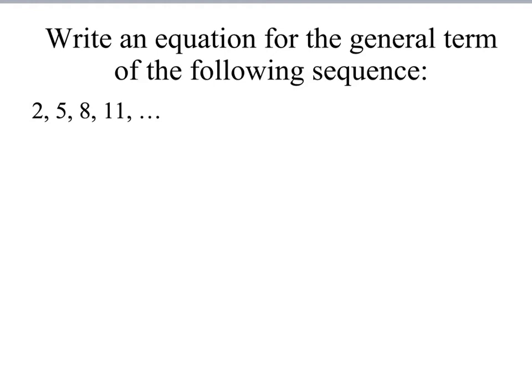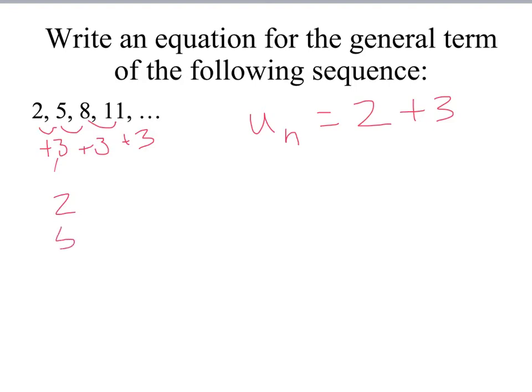So we want to write an equation for the general term of the following sequence. So we have 2 to 5 is a plus 3, 5 to 8 is a plus 3, 8 to 11 is a plus 3. So what we're doing is, to get our nth term, we're taking 2, and every time we're adding 3 to the subsequent thing. So the problem is, if we think about it, I'll organize myself in a table a little bit better, right?